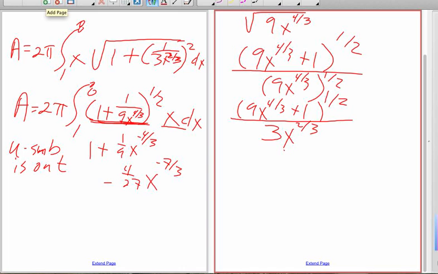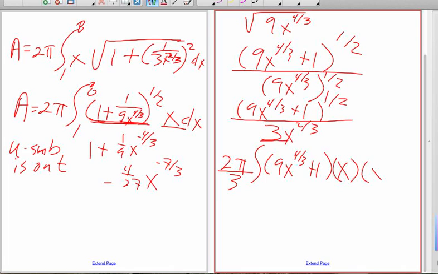So what I've done here, if you take a look, is I've pulled all my stuff out. Now I'm going to come back in and plug back into my integral. I'm going to have 2 pi times the integral. I'm dividing by 3, so I'm going to pull that out. And I'm going to have 9x to 4/3 plus 1, times x from my original, times x to the negative 2/3, which is what we pulled from here.